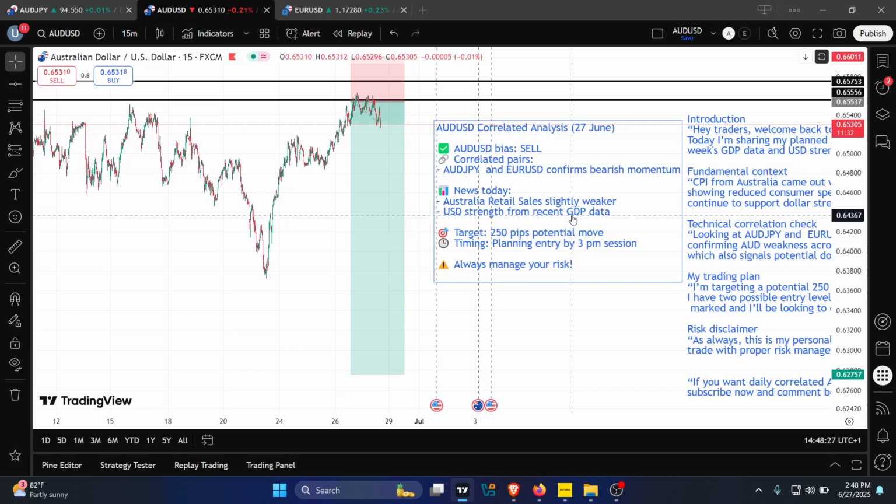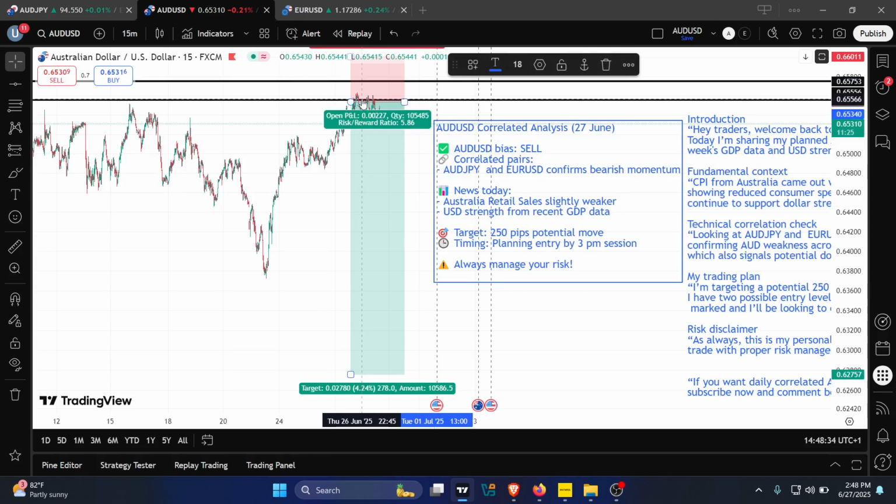Now, for yesterday, we had the news and we had the GDP data, and at a particular time frame we also wanted to trade. And as you can see, I had 2 entries for yesterday. Only 1 entry was activated, and as of right now, we are in profit.